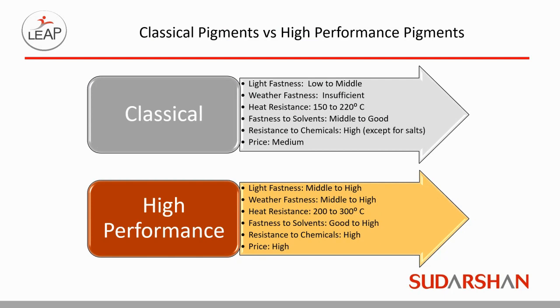Next is what type of performance you are looking for with your color, especially with respect to organic pigments. Do you need a classical or the high performance area? Typically this is more of a fastness and heat resistance difference between the two, where the classical pigments tend to have low to middle fastness and low to middle heat resistance. Conversely, the high performance, as the name implies, provide those improved performances.